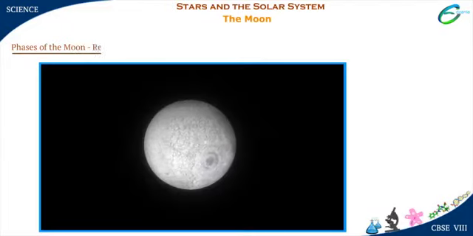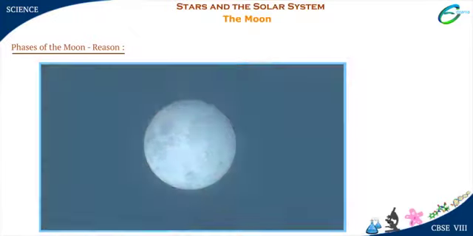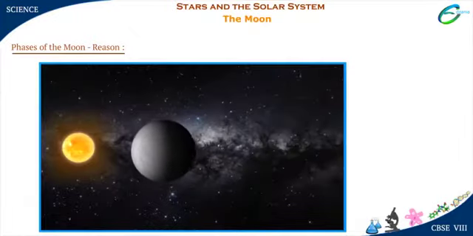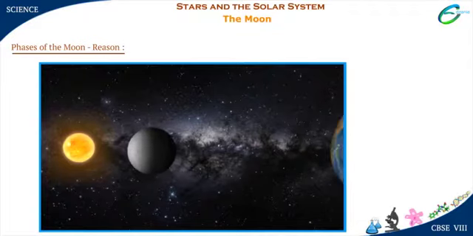Phases of the moon. Reason. The moon goes through a cycle of change in shape for a month. But why does the moon change its shape every day? This happens due to the relative motion of the sun, the earth, and the moon.